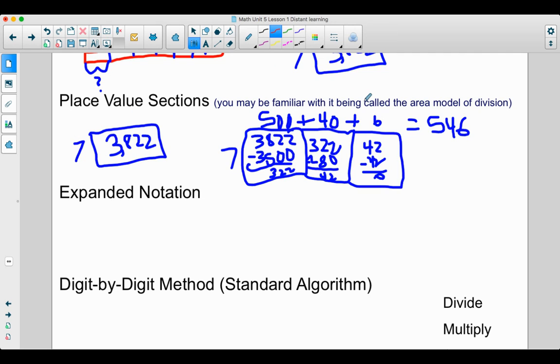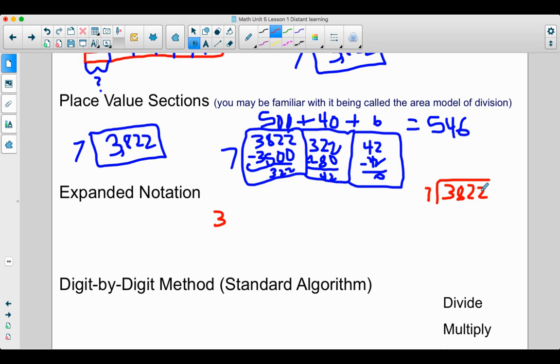So place value sections, like I said, you may remember it as calling the area model. Next is the expanded notation, and hopefully I have room for it. It's really hard for me to write small. Actually, I'm going to move it over here. 3,822 divided by 7.